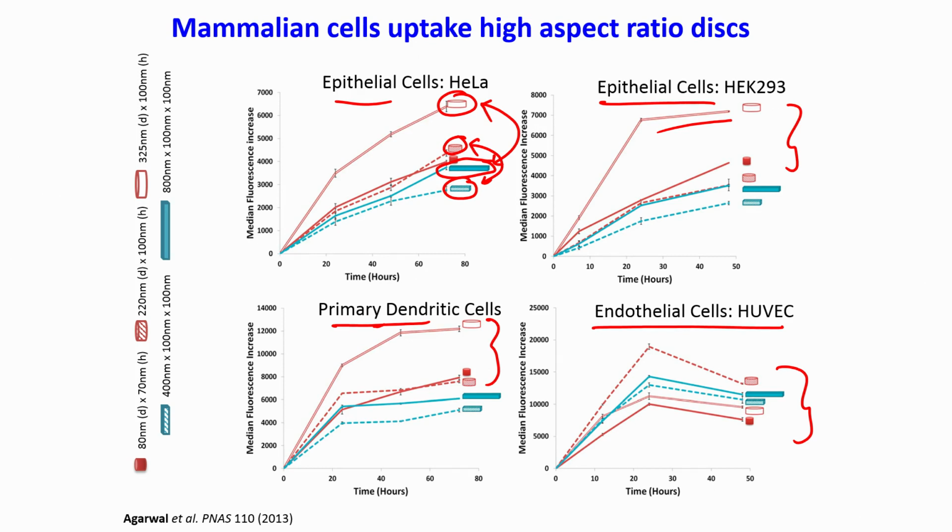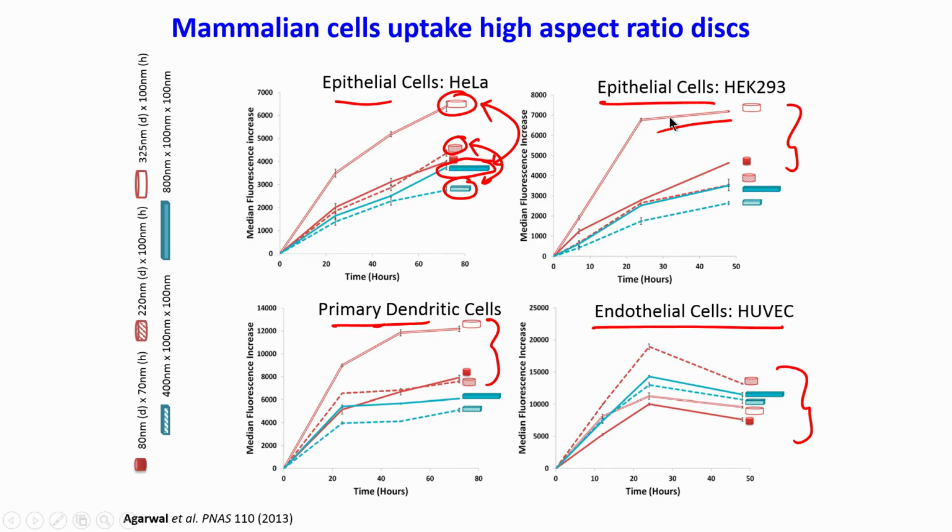So, not only will the shape help you to get more in the cell, it also makes it selective. So, let us say if you want to target epithelial cells, you may want to use the disc shaped particles, whereas if you want to target the endothelial cells, you may want to use some other sort of particles and maybe not disc shaped particles.